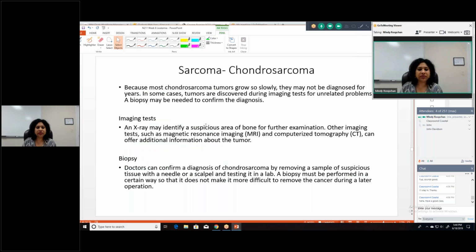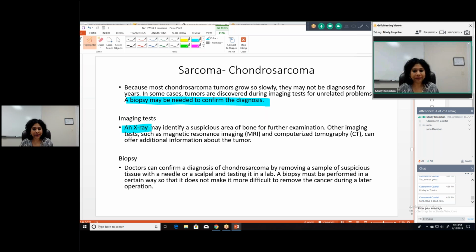Because most of these chondrosarcoma tumors grow so slowly, once again, it takes years for them to be diagnosed. In some cases, patients will go in for one thing and get imaging done, and the doctor says, oh, what is this? Then they realize the patient has chondrosarcoma. A biopsy is then needed to confirm the diagnosis. Many times cancers are discovered when the patient goes in for something different.